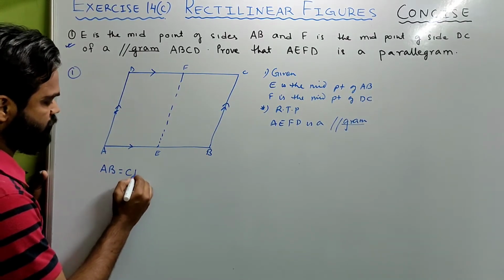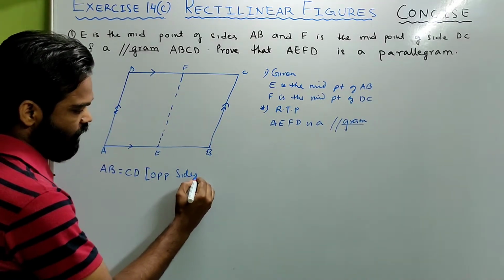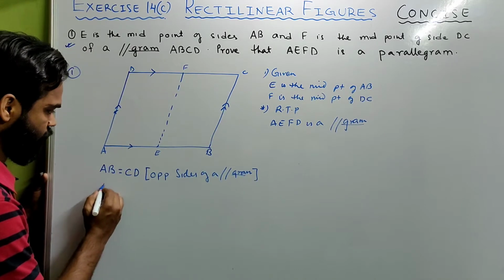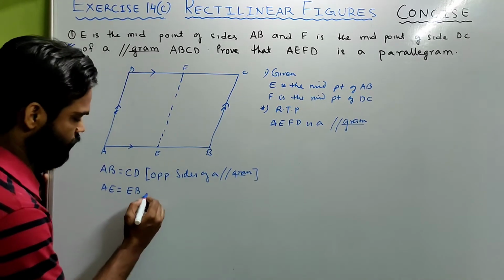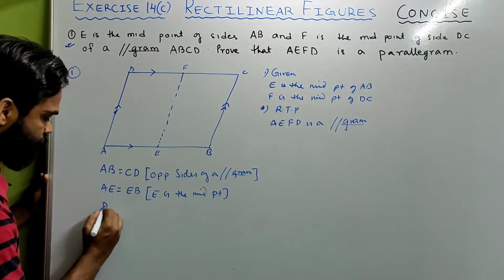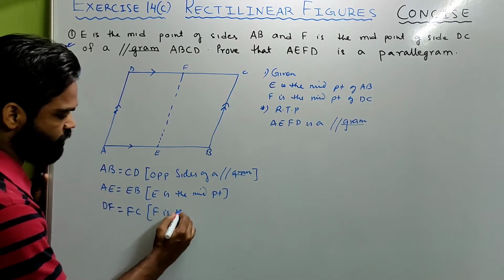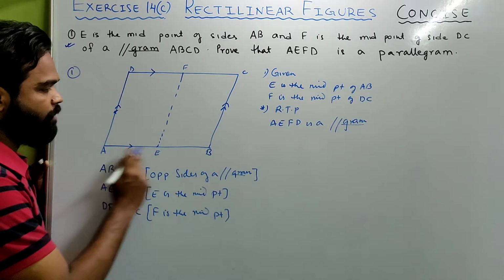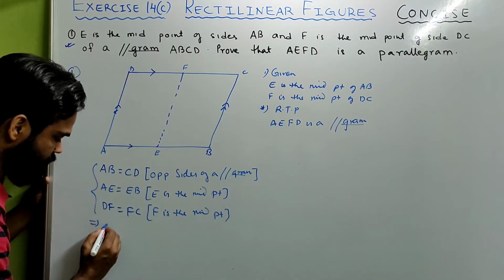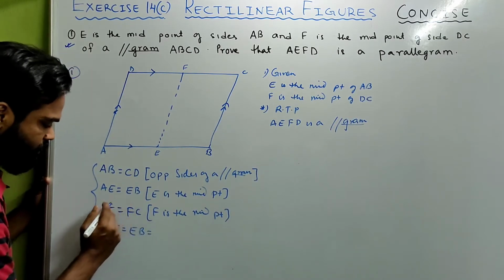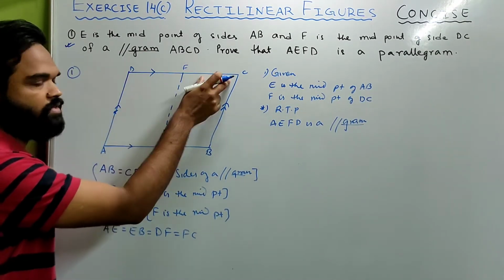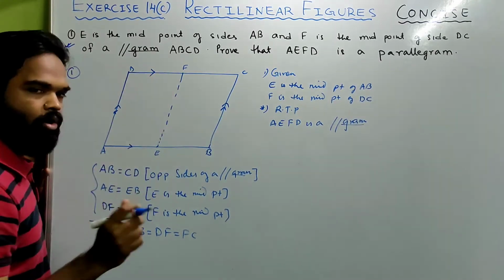Now look carefully. AB is equal to CD, opposite sides of a parallelogram, no doubt in that. E is the midpoint of AB, therefore AE is equal to EB. Why? Because E is the midpoint, isn't it? Similarly, F is the midpoint, so I can say DF is equal to FC. Why? F is the midpoint. Suppose AB is 10. So this is 5, this is 5. CD is also 10. So this is 5, this is 5. Ultimately, AE, EB, FC and DF are all equal in length.